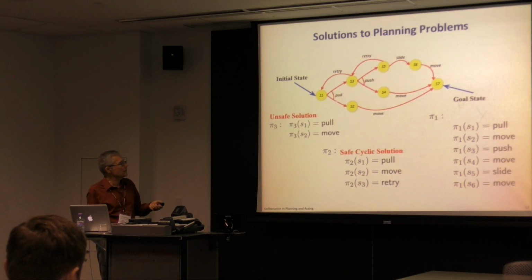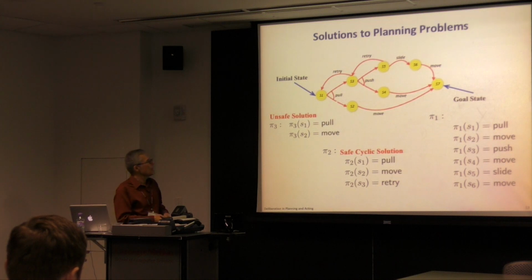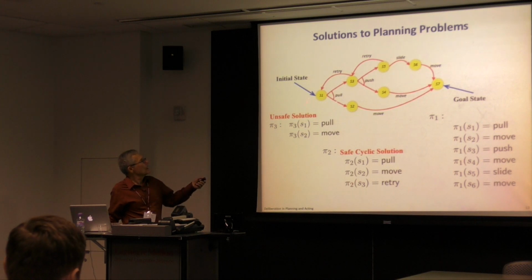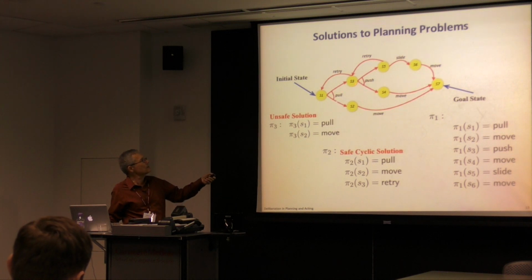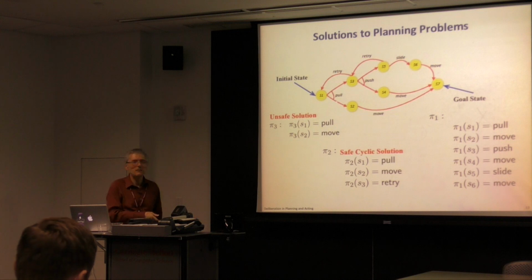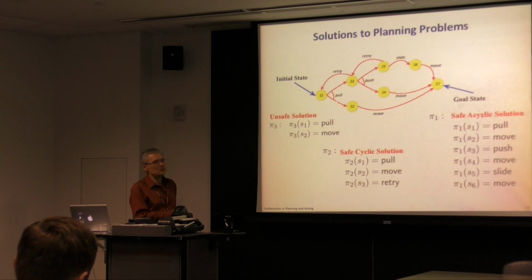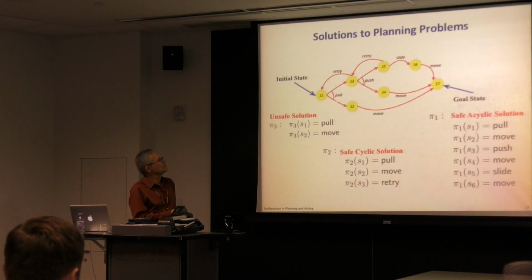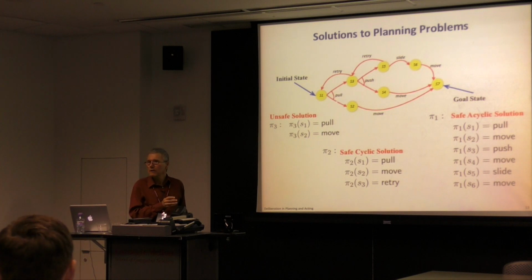This one is called a safe cyclic solution. What it does is it has the same part that this has in it, except it has something here saying that if this doesn't work, then retry. So under a so-called fair execution, this thing would eventually work and it would go there, but it's probably not going to be a fair execution because the door itself is not non-deterministic. This one is a safe acyclic solution. What it does is it looks at all of the possibilities and is guaranteed to get to a goal no matter what happens.